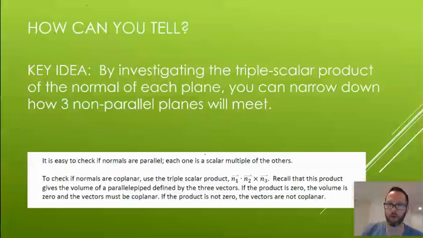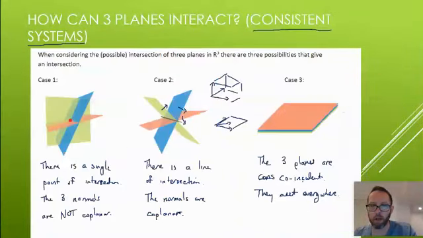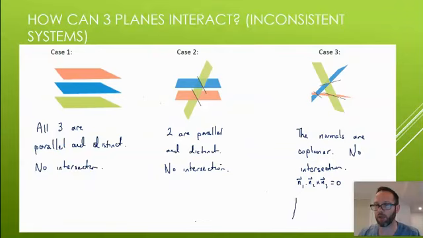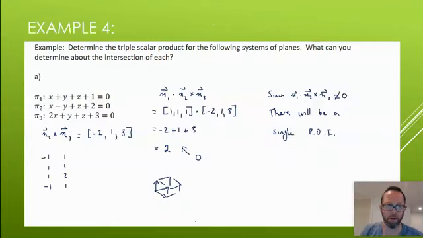Well, if we go back to our 3 slides here. Remember, if the normals are coplanar, then n1 dotted with n2 cross n3 would be equal to 0. The same thing happens here. n1 dotted with n2 cross n3 would be 0. In the case where the triple scalar product is 0, you don't know whether it's consistent and you have a plane or line of intersection, or it's inconsistent and there's no intersection. You have to do more work. But that'll be a job for tomorrow or our next lesson. Tomorrow for me when I shoot the lesson, whatever for you guys.